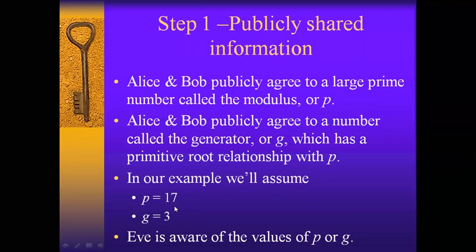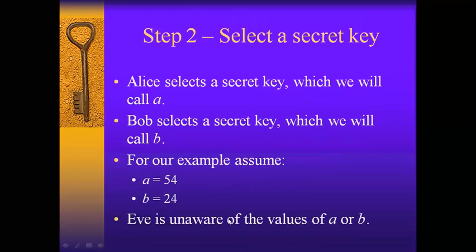So now let's assume a question. The P value is given as 17 and the G value is given as 3. So now what are we going to do? These two values have already been declared and shared with the third party. So the third party already knows the values of P and G. Now the next step, what are you going to do?